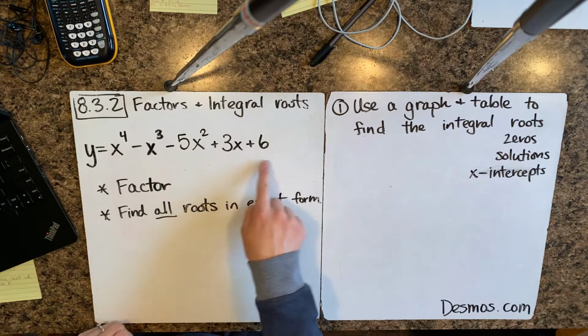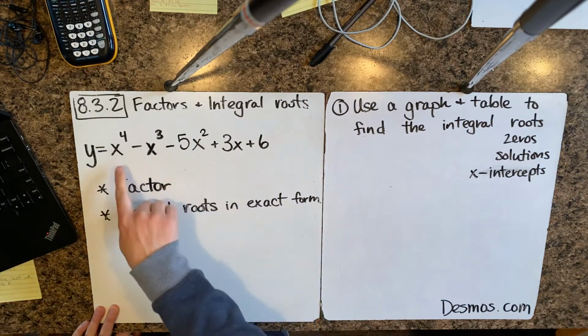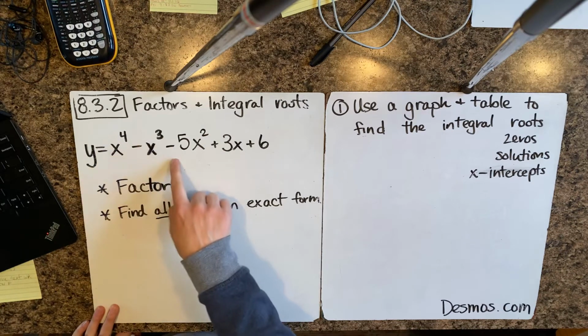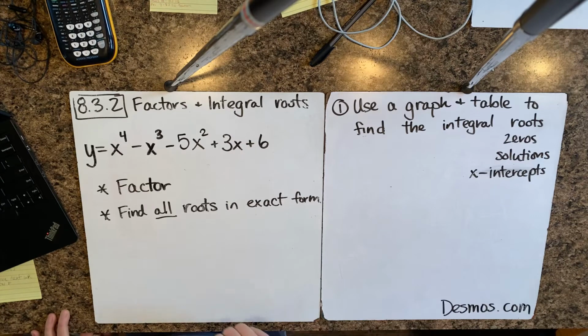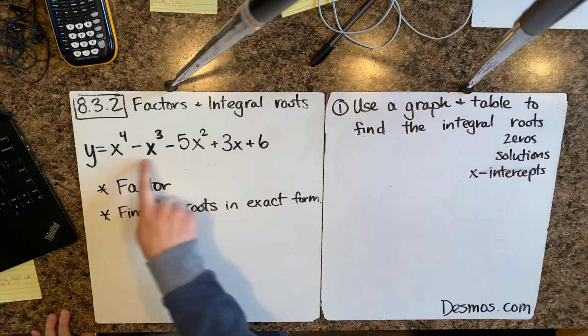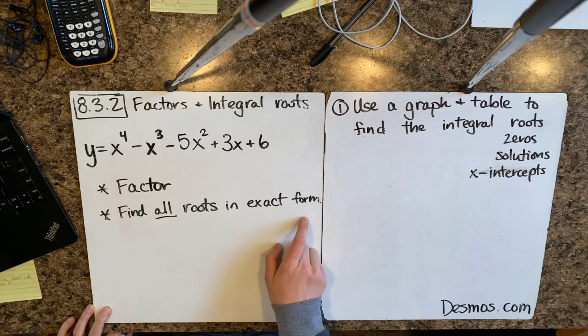We're given this equation. We're only going to do one example today. We're given this equation, this polynomial function, x to the fourth minus x cubed minus 5x squared plus 3x plus 6. And we have two jobs today. Our first job is to factor this completely. And our second job is to find all roots in exact form.